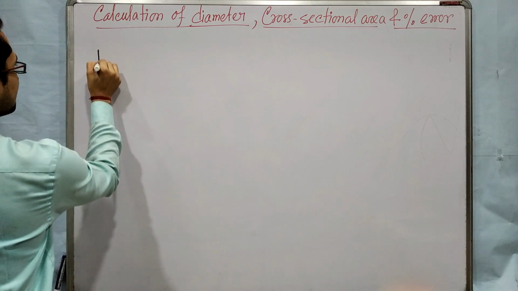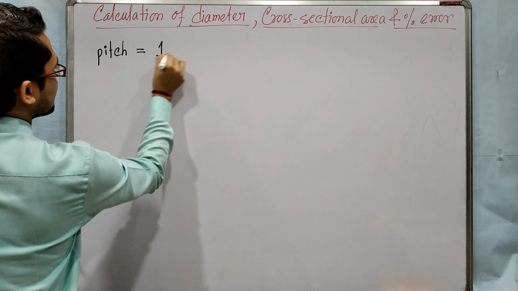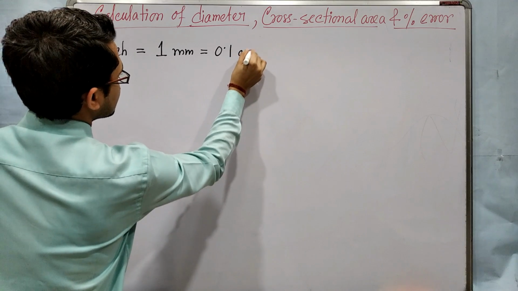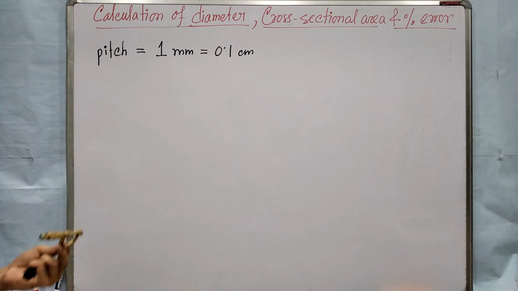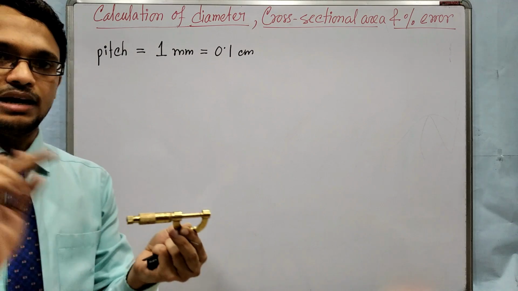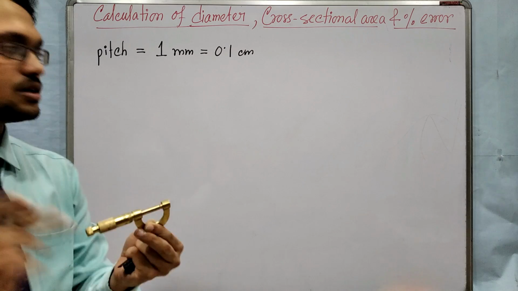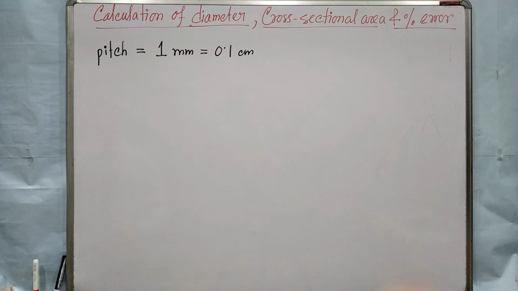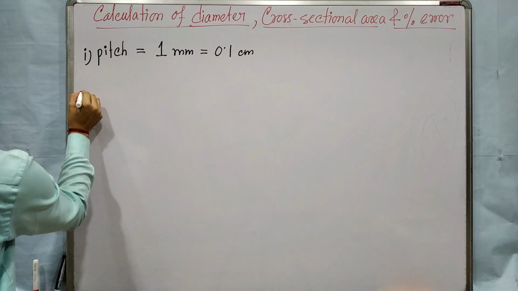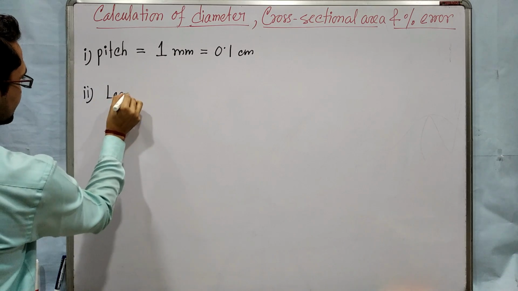So that 1 millimeter is the pitch, equal to 1 millimeter, or you can write 0.1 centimeter. So pitch is what? It is the distance moved by the spindle part along the main scale when it is given a complete rotation. Okay, now we have got the pitch, so this is the first part we have to calculate. Second one, we have to calculate the least count.